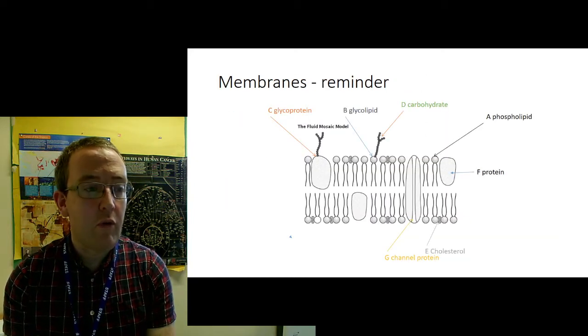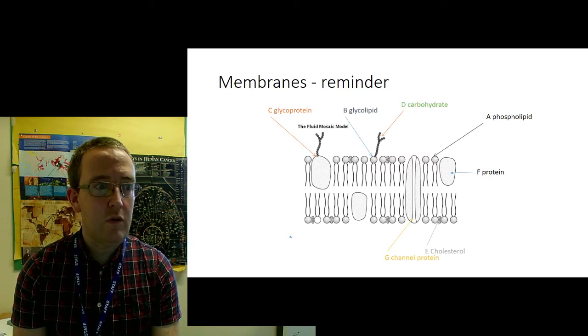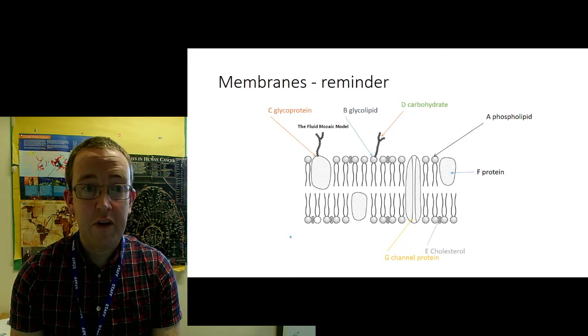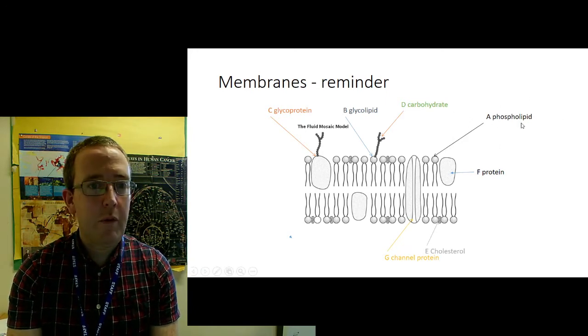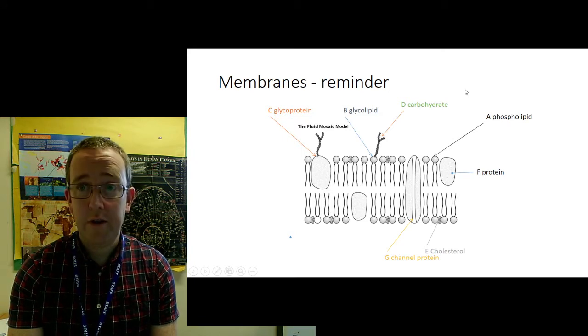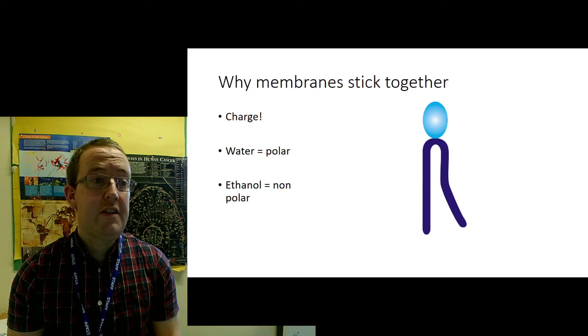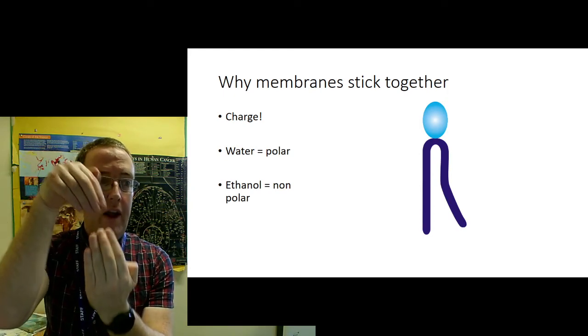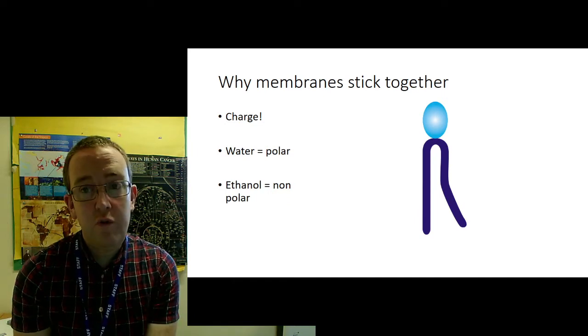And if you don't remember all of those things, then go back to your notes on that topic and do a bit of revision before we carry on, because it's this bit up here, the nature of the phospholipid, that we're particularly interested in for this practical. So the idea of why membranes stick together in this phospholipid bilayer, where the tails stick to each other and the heads stick out, is all to do with charge.